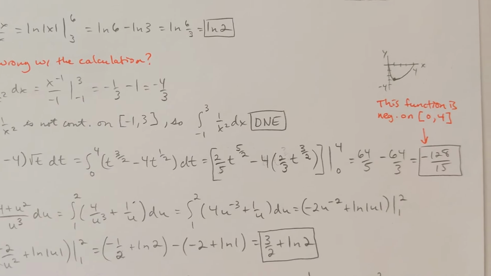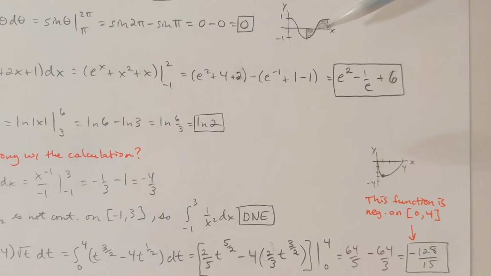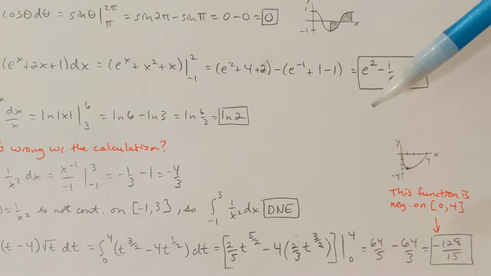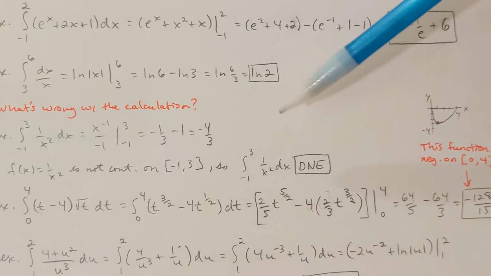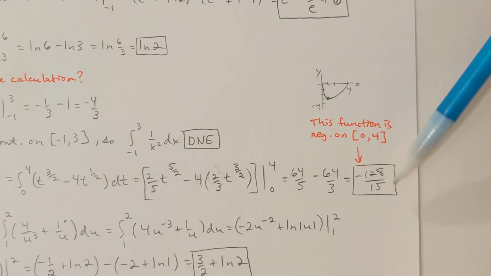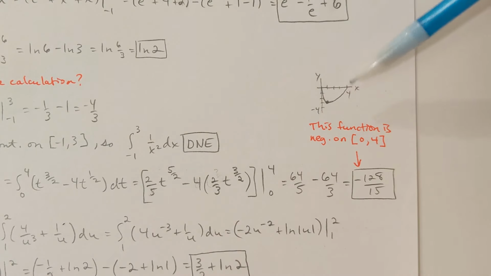When you are working with integration and you get a negative, be sure that you realize why that happened. Like in the previous problem, I'd have a wrong answer, but in this problem, it's because the entire curve is below the x-axis. If more of the curve is below the x-axis than above the x-axis, your answer will be a negative.